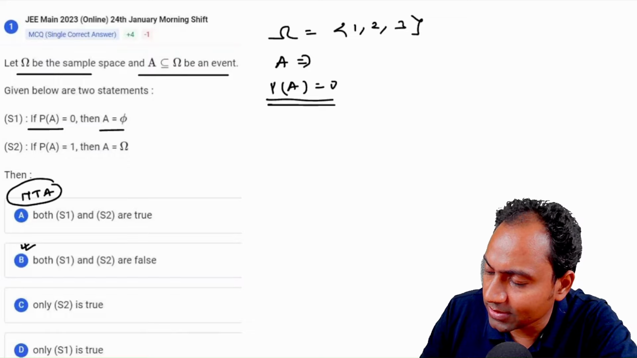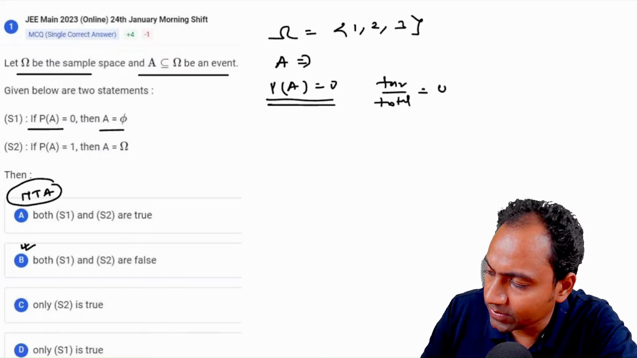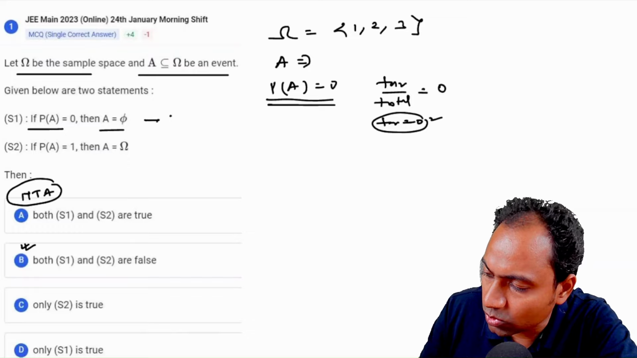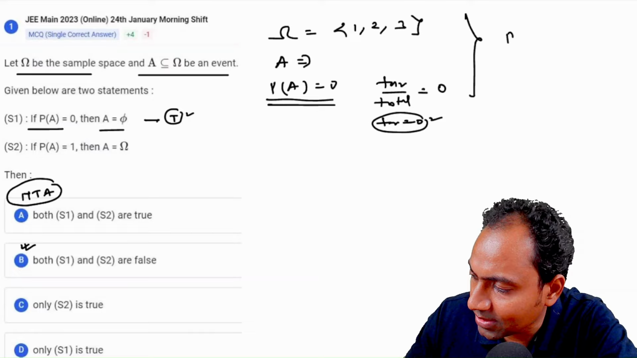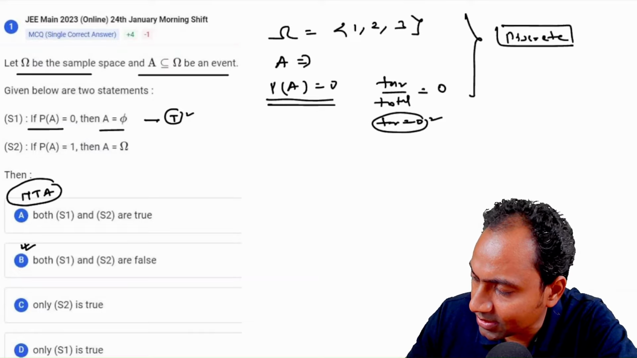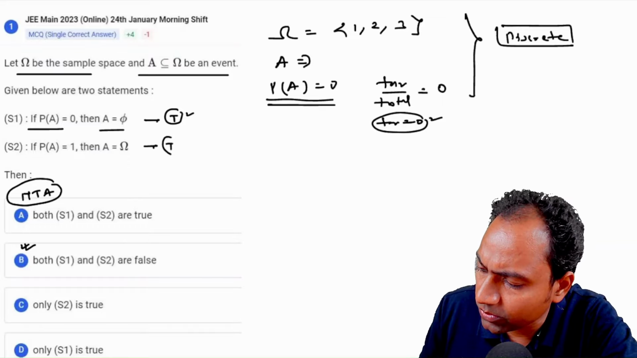So if I'm writing this, that would mean favorable cases by total number of cases has become 0. So the number of favorable cases is 0. That is what we can think, and hence this option seems to be true. But this is only when we have discrete objects. So in this context, this answer seems to be true, and similarly, if this is true, the next one will also be true.